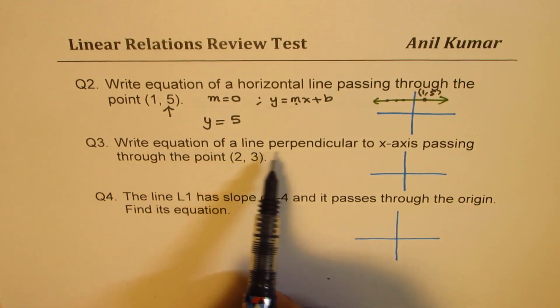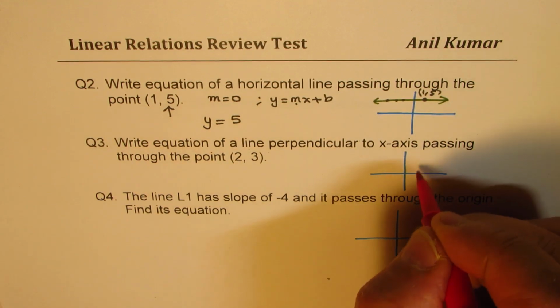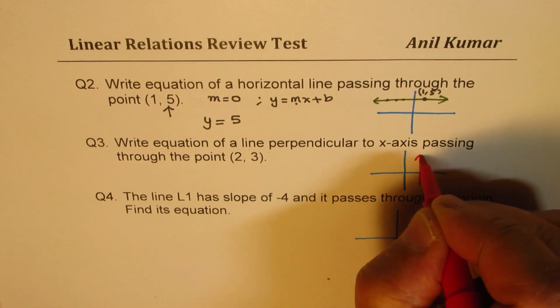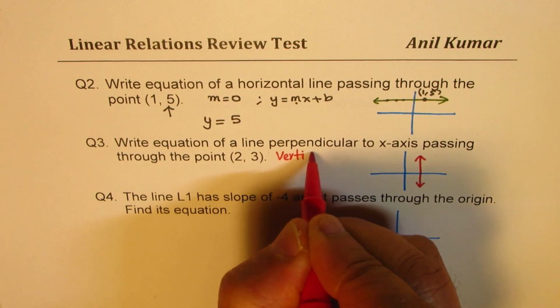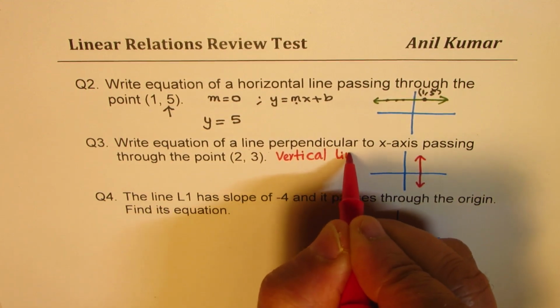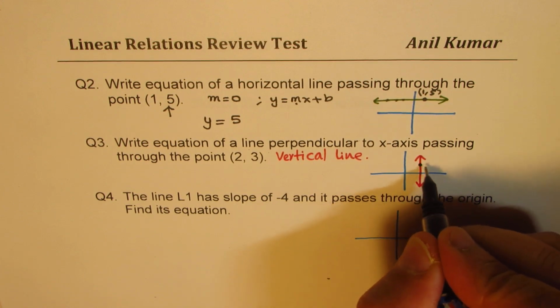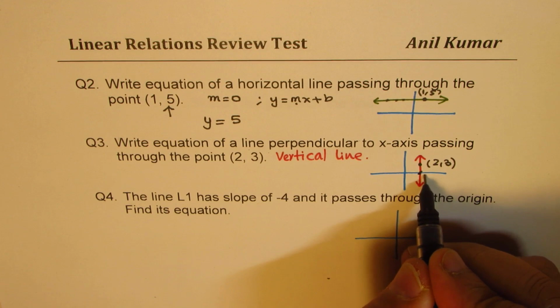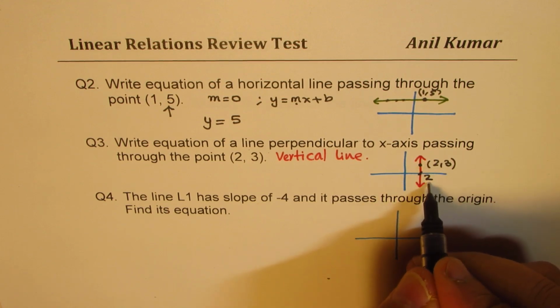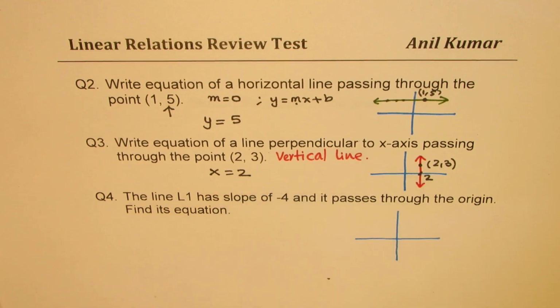Question number 3. Write the equation of a line perpendicular to the x-axis passing through the point (2, 3). If it is perpendicular to the x-axis, it has to be a vertical line, correct? So we are talking about a vertical line, and it is going through the point (2, 3). Here the x value is 2, and it is going to be 2 always, and therefore the equation is x equals 2.